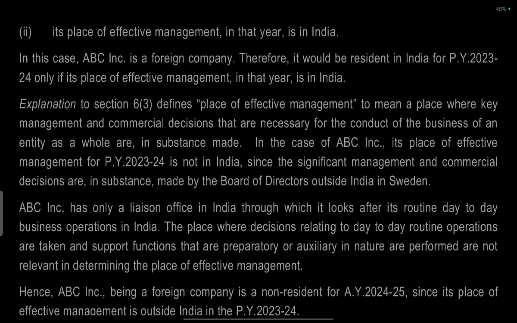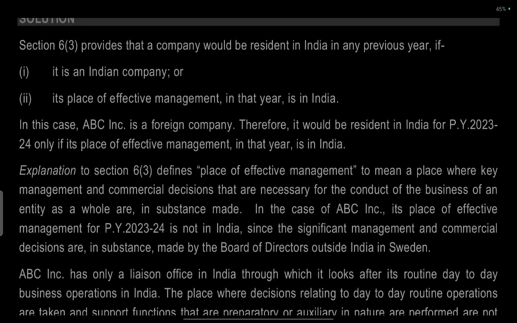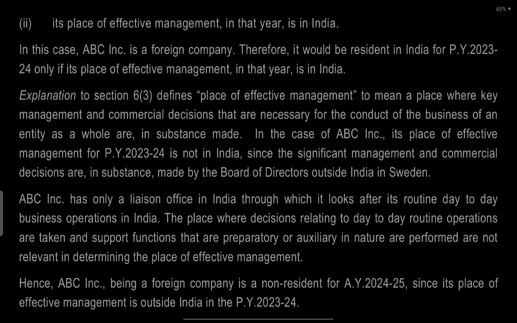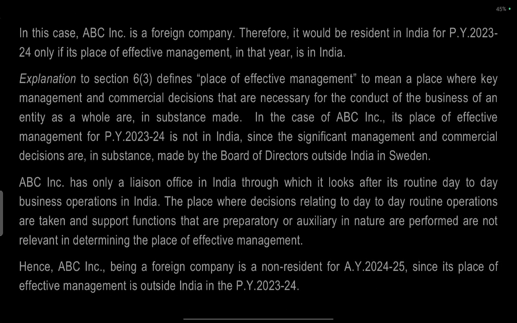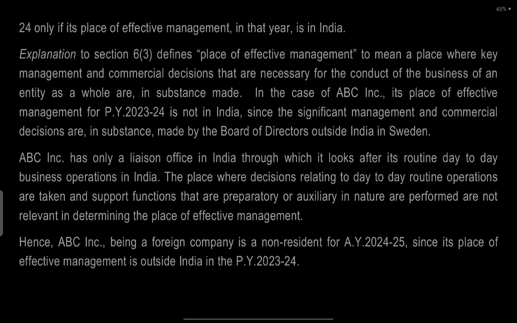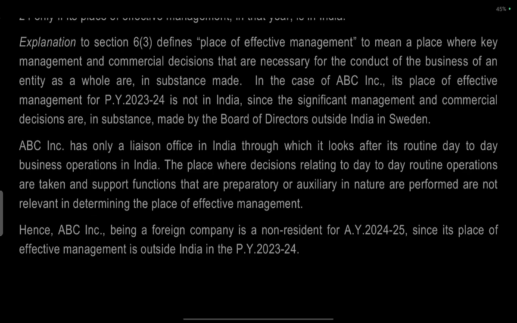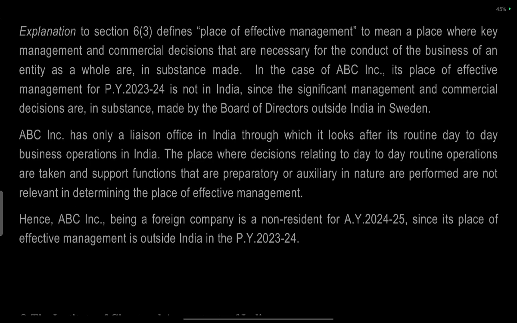The explanation to Section 6(3) defines place of effective management. Effective management means the place where key management and commercial decisions that are necessary for the conduct of the business of the entity as a whole are, in substance, made. In the case of ABC Limited, the place of effective management in previous year 2024 is not in India, since the significant management and commercial decisions are in substance made by the board of directors outside India, in Sweden.